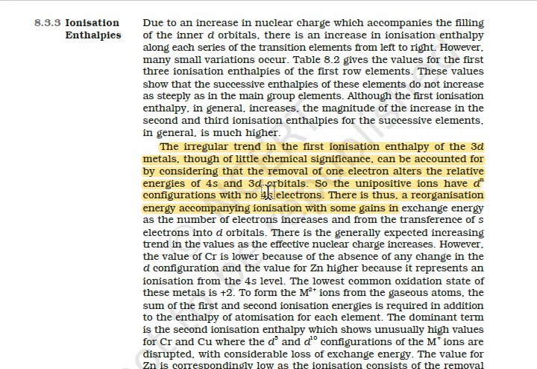So the unipositive ions have d^n configuration with no 4s electrons. There is thus a reorganization energy accompanying ionization, which, with some gains in exchange energy as the number of electrons increases, and from the transfer of s electrons into the d orbital.